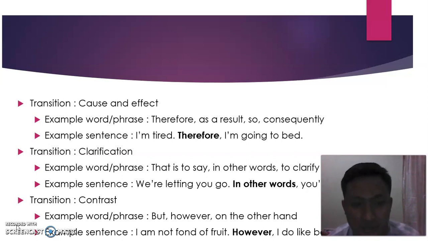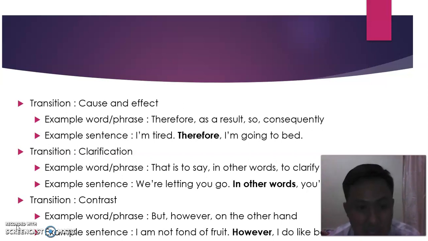Transition: cause and effect. Example words or phrases: therefore, as a result, so, consequently. Example sentence: I'm tired, therefore I'm going to bed. Transition: clarification. Example words and phrases: that is to say, in other words, to clarify. Example sentence: we're letting you go. In other words, you're fired.